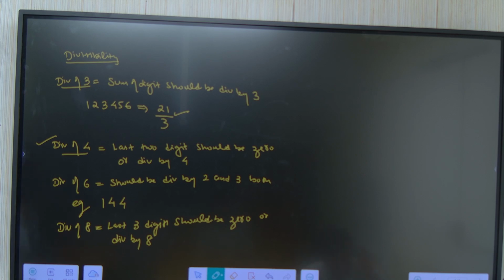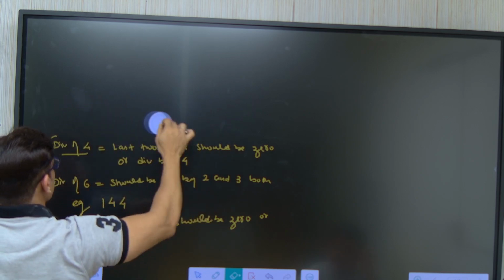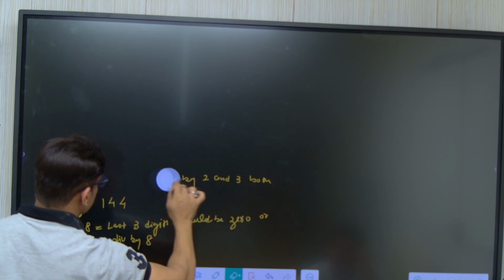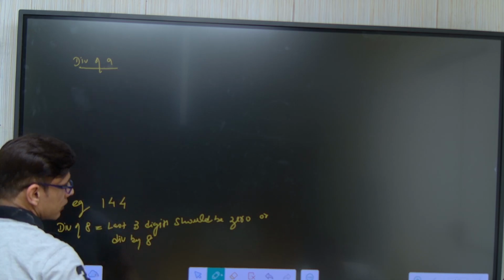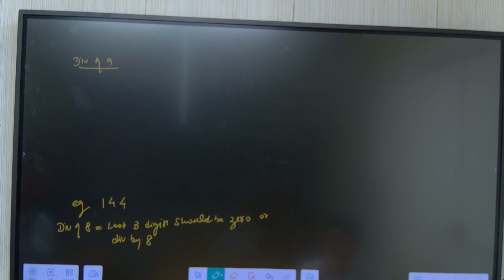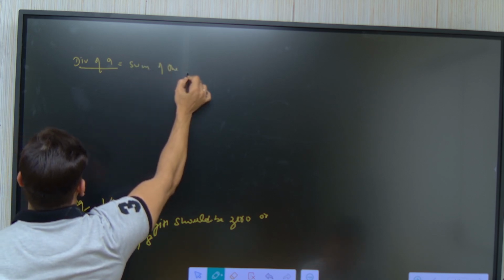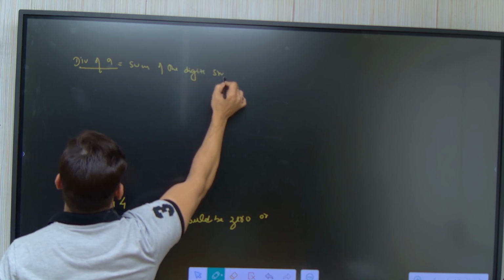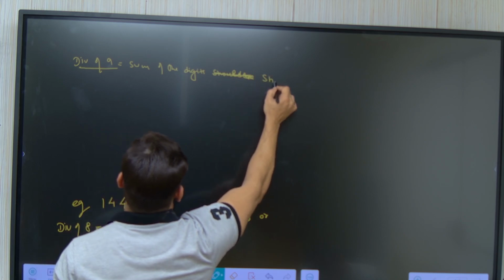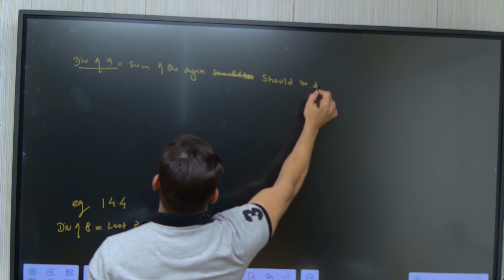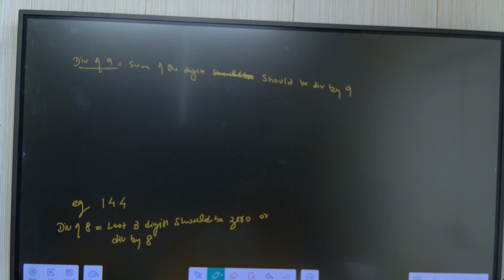What is divisibility of 9? Same as 3. Sum of the digits should be divisible by 9.